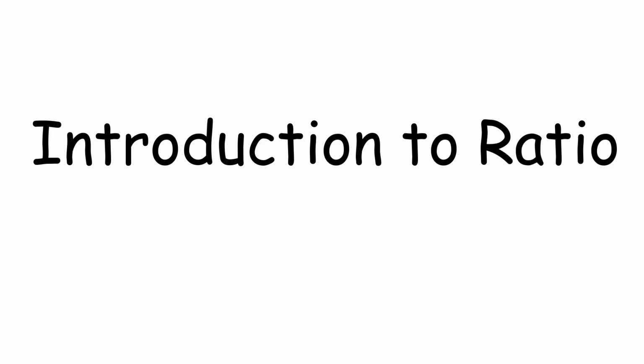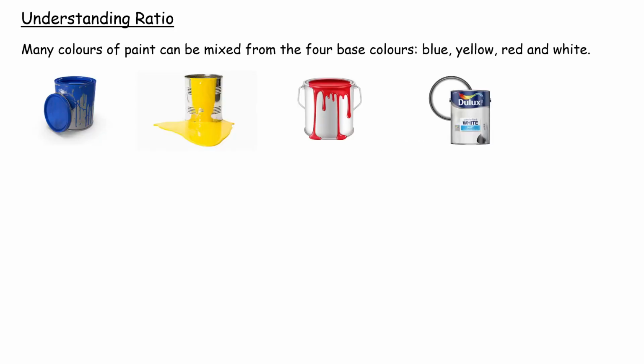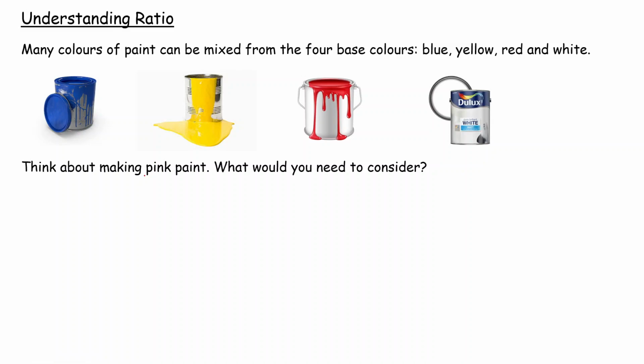Okay, so we're now looking at an introduction to ratio and really what the topic is all about. So let's get into it, understanding ratio. Now, to do this, we're going to consider mixing different colours of paint. Many colours of paint can be mixed from the 4 base colours. You can see here you've got blue, yellow, red, and white, and you can make any colour paint from these base colours.